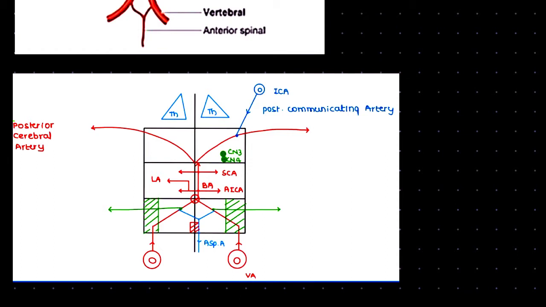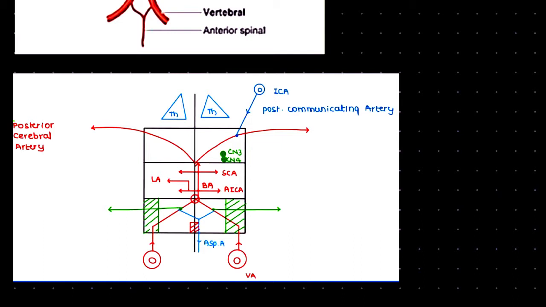Okay, now talking about the basilar artery, right? You will see the continuation of the vertebral artery is our basilar artery. The branches of the basilar artery are the anterior inferior cerebellar artery, right? Similarly above we have the superior cerebellar artery, right? And we can see the labyrinth artery. In 80% of cases it is a branch of the anterior inferior cerebellar artery, but in 20% of cases it is a direct branch.